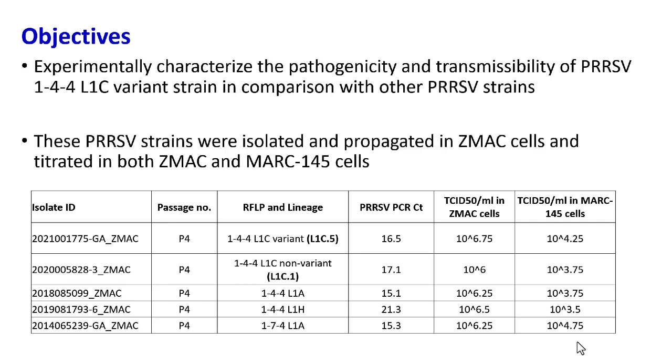I want to point out that all of these isolates were obtained in ZMAC cells. For the same isolate, the titer in ZMAC is roughly 6 log. However, in the MARC-145 cells, the titer is lower, around 4 logs.